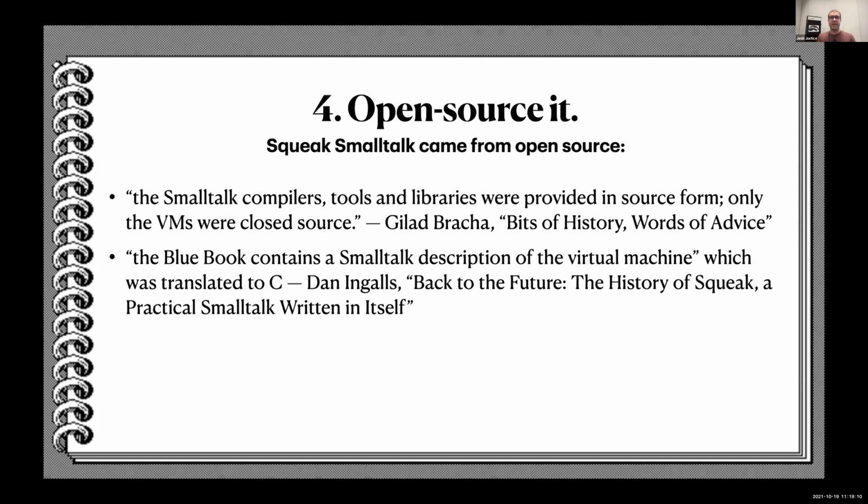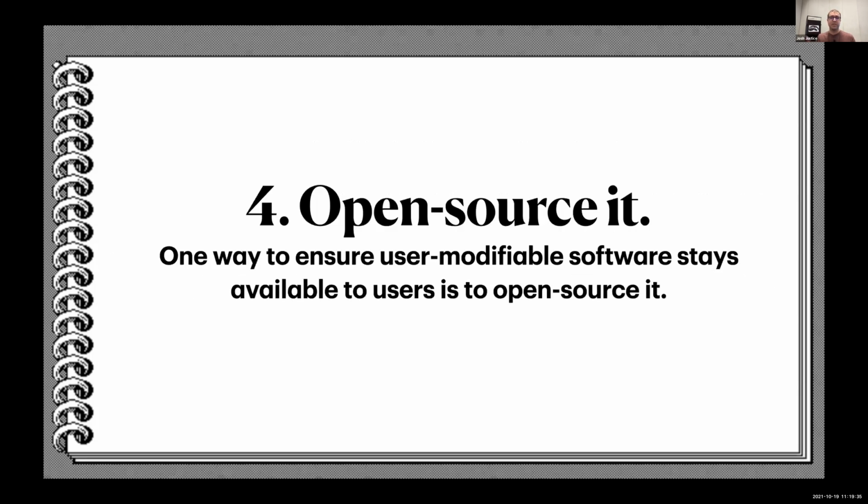So what happened there, Dan Ingalls writes about in the history of Squeak. The Blue Book, an early book on Smalltalk, contains a Smalltalk description of the virtual machine. So they had source code there. And all they needed to do was to write a translator to translate Smalltalk to C. And then they were able to get a VM that was written in C and portable across platforms. And that's how they were able to bootstrap Squeak, an open source Smalltalk that's been able to be evolved and forked since then. So one way to ensure user-modifiable software stays available to users is to open source it.